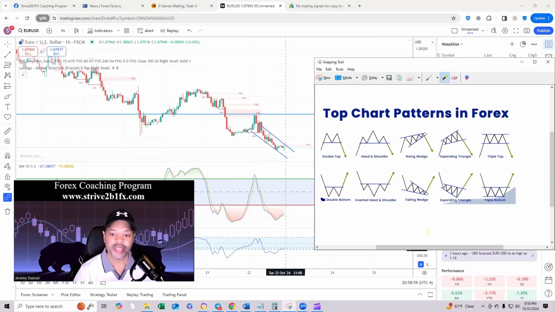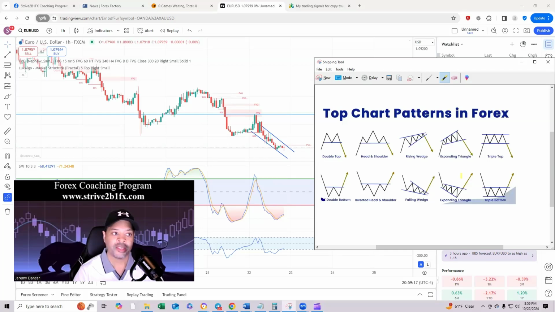So anytime you're in between patterns, it can be several different things and you're not sure, stay away from those. Only trade the patterns that you see that are super solid. And that's what I stick to.